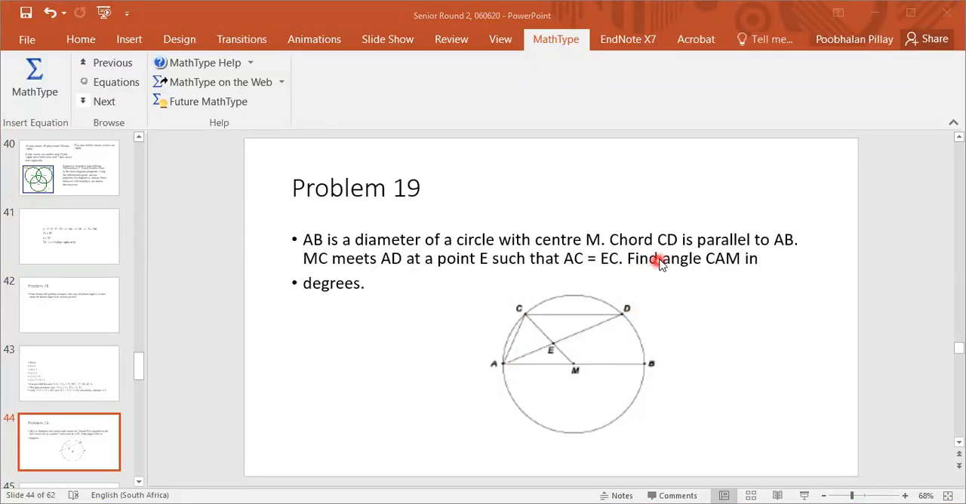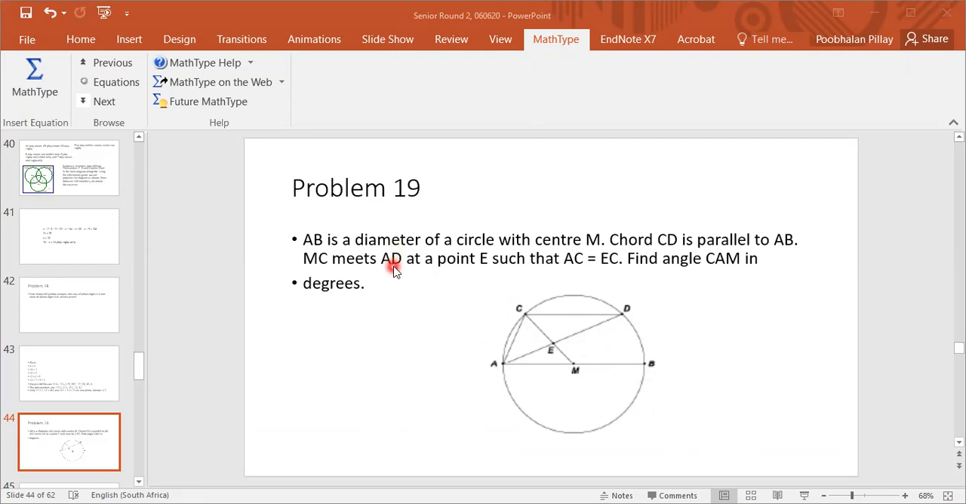Anyway, they say it's the diameter. Chord CD is parallel to AB. So this is parallel. MC is a radius. You can see there are 3 radii, MA, MC, and MB. They all must be equal because M is the center of the circle. It says M is the center. So these are equal. In fact, if I join M to D, that's also a radius, so it will be equal to all the other radii. All the radii are equal.